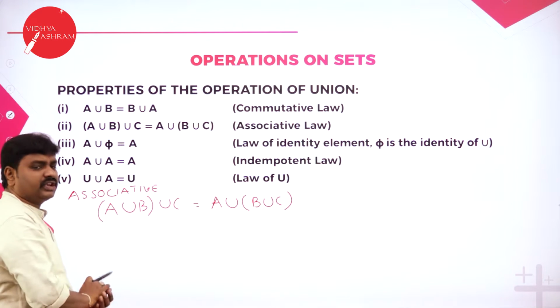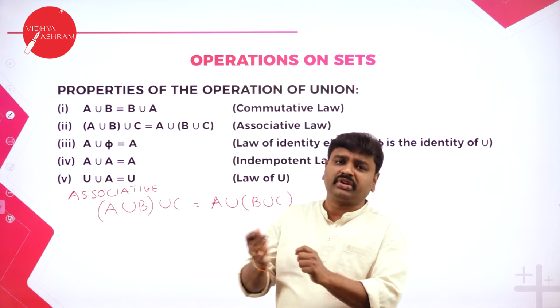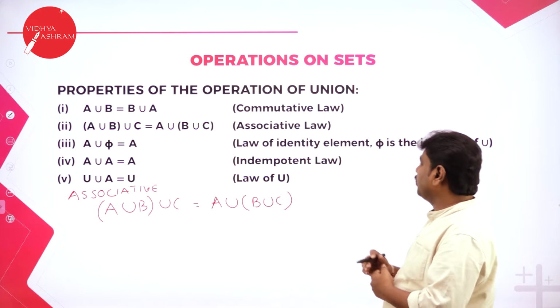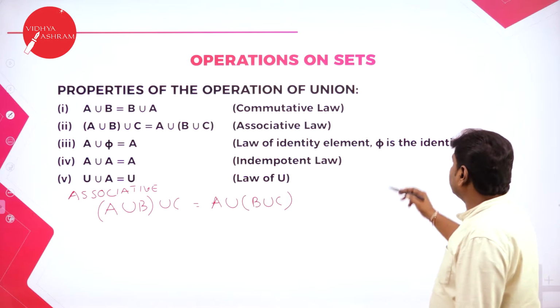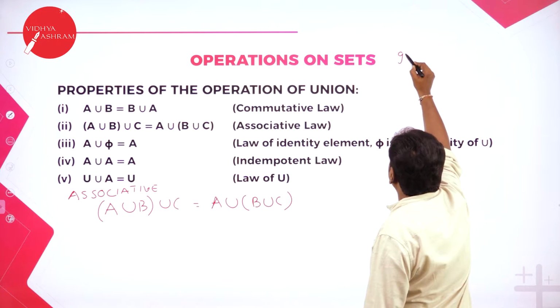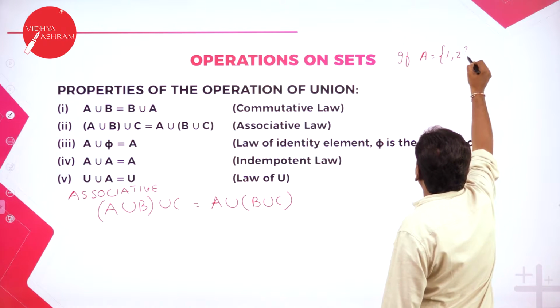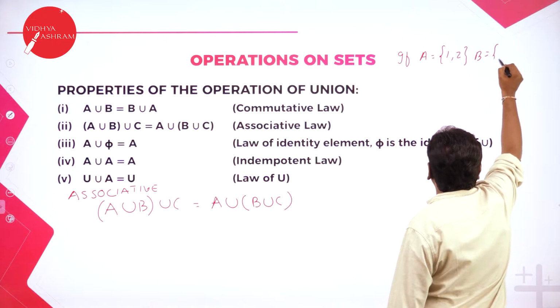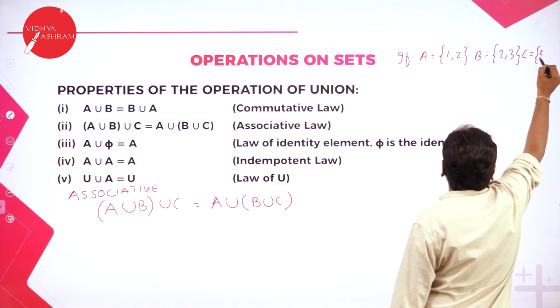When can you say union is associative? A union (B union C) is the same as (A union B) union C. You can take a problem and solve it. It will hold good. For example, I'll take a small set: A = {1, 2}, B = {2, 3}, C = {3, 4}.